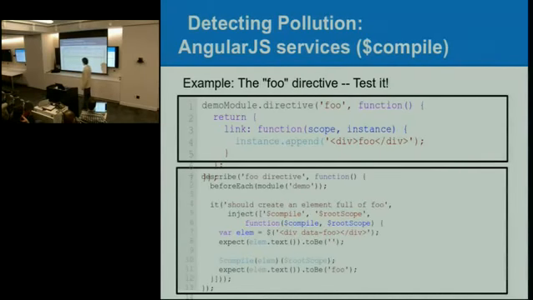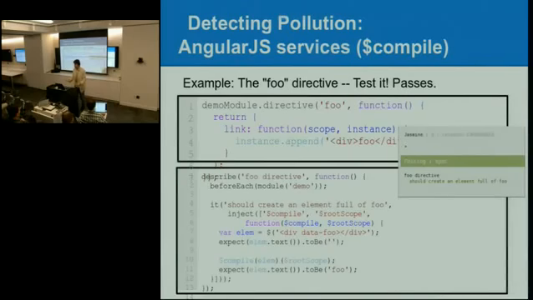Here's what the unit test for our foo directive looks like. We're going to inject the services compile and root scope, and in this unit test function, we create an element with this data-foo attribute, which, when compiled, produces a linker, which then, when linked against the root scope, puts this element div foo inside this element div data-foo. And then we expect the text of our element to just be the word foo.